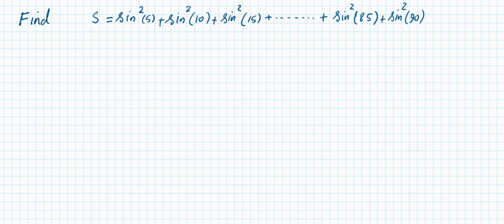Here we want to find the sum of sine square of 5, sine square of 10 degree, sine square of 15 degree, and this goes on until sine square of 85 degree, and the last term is sine square of 90.